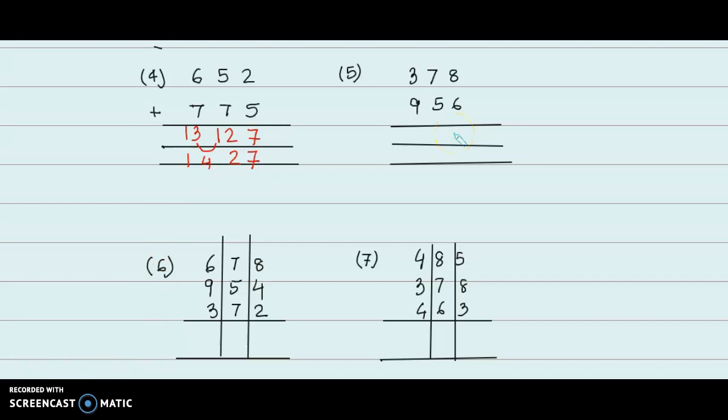In question number 5, just follow the same rule. 8 plus 6 is 14, 7 plus 5 is 12, and 9 plus 3 is 12. So you have to just copy down the units digit, and then you have to add these two. So 2 plus 1 is 3, and then again you have to add this 2 plus 1, which gives you 3, and this 1 you have to write as it is. So your answer becomes 1334.